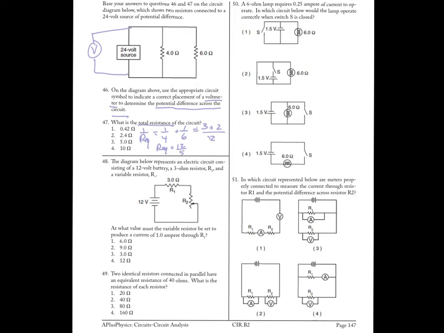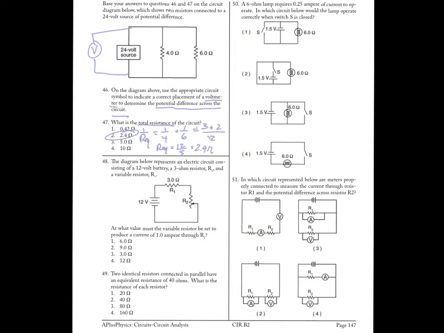12 divided by 5. 12 divided by 5 is 2.4 ohms. There we go. Number 48. Here we got a variable resistor. That's new. It's this little fancy thing. That means you could manually change that resistance in that variable resistor.